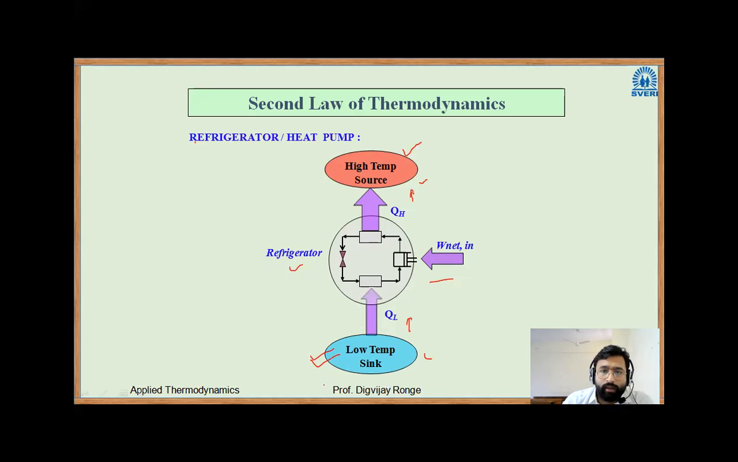So Aditi has tried her luck: in a refrigerator, energy transfer from low temperature to high temperature. No, in both the refrigerator and the heat pump, in both cases, energy transfer takes place from the low temperature to the high temperature reservoir. But the difference is in the objectives.